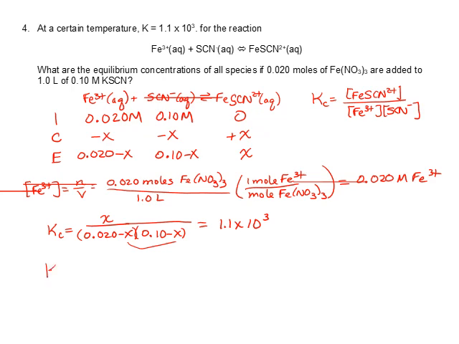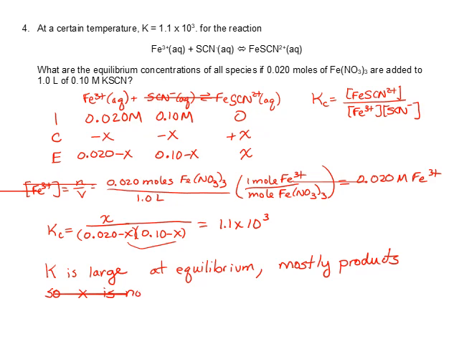Notice that our value of K is large. What does that mean in terms of this reaction? That means at equilibrium, we expect mostly products. So in the expressions that we've written above, X is not expected to be small. So we can't do what we did in problem 3 and just neglect the X in these terms. However, we have another trick up our sleeves.